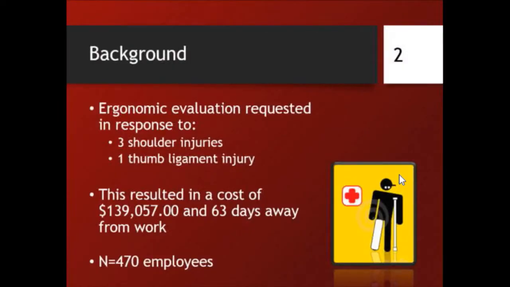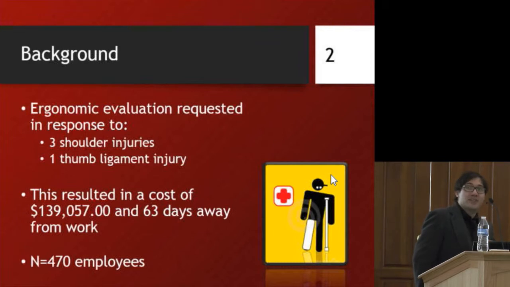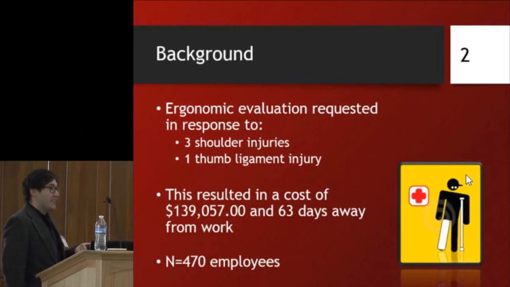To kick this off, the evaluation was performed in response to a series of shoulder injuries as well as a single thumb ligament injury. This resulted in a total cost of about $140,000 to the company, as well as 63 days of employees spending away from work. Additionally, there are about 470 employees at this plant.